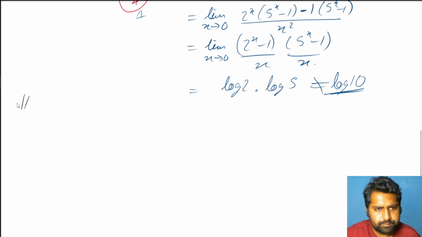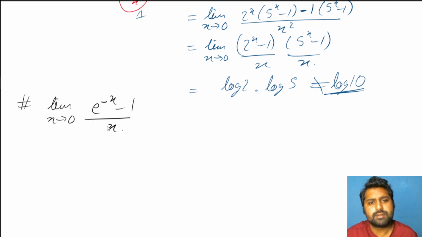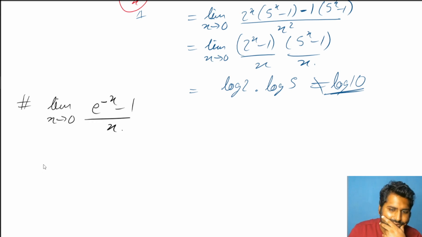Next question. Let's do limit x tends to 0 of (e raised to power minus x minus 1) upon x. I think you should know this now. The idea for adjustment is something upon same something. It's not there, so what do you do? You adjust one negative here and put a negative here also.